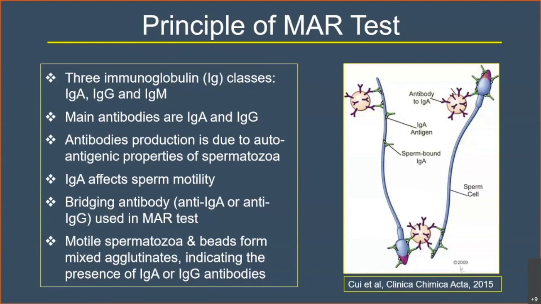And on the right side, you see the illustration where the beads are attached to the spermatozoa, and the beads are coated with the antibody to the IgA. And these will attach to the sperm-bound IgA antibodies. So basically, there is a bridging antibody which is connecting the beads to the spermatozoa. And the motile spermatozoa and the beads will form mixed agglutinates, and that's why it's called a mixed antiglobulin reaction.